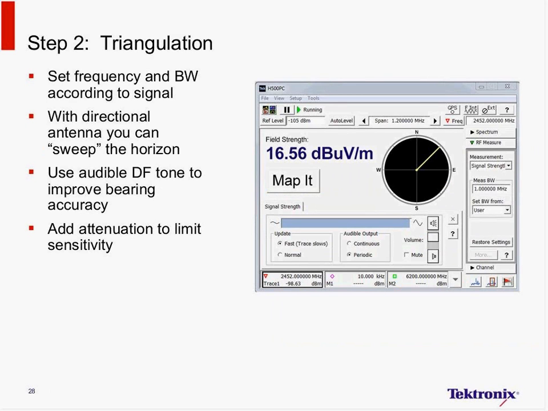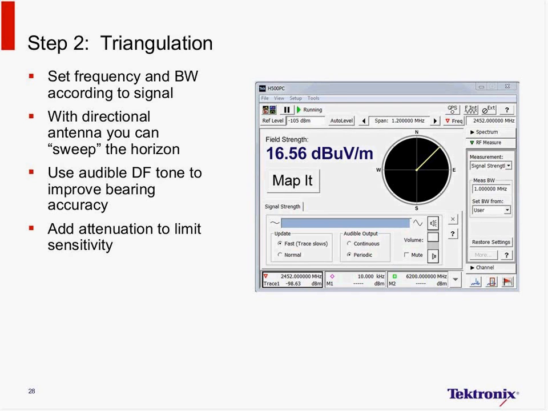In modern spectrum analyzers, when we hook up one of these antennas, like the pointing antenna, and we turn on our GPS receivers, it's actually possible for us to look at not only lat and long, but bearing simultaneously, and even add that to a map.